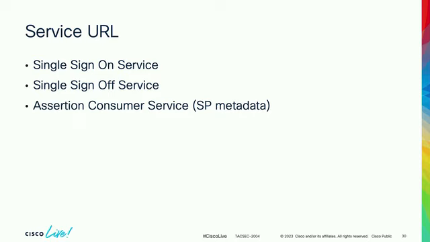Okay, the service URL. As its name states, it will provide a service, and we have these three services: the single sign-on, single sign-off service, and the session customer service. This last service is only found on the service provider metadata. And if you recall from the diagram, when the identity provider receives the credentials from the user, it will send an HTTP post message back to the service provider. So that is when we use the session customer service URL.